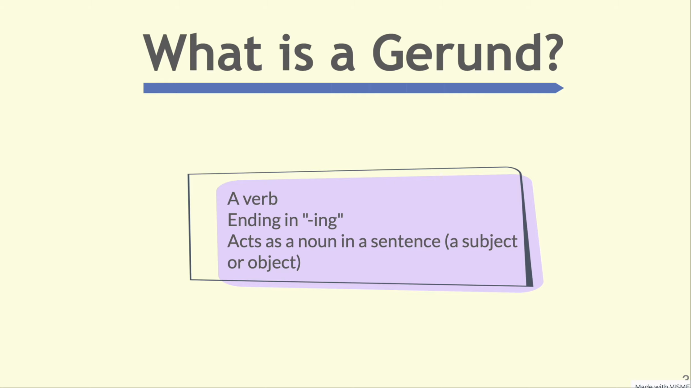Now, let's discuss what a gerund is. It's a word that is usually a verb that ends in ing and that acts as a noun in a sentence. It is either the subject or the object, but it is not the action word.